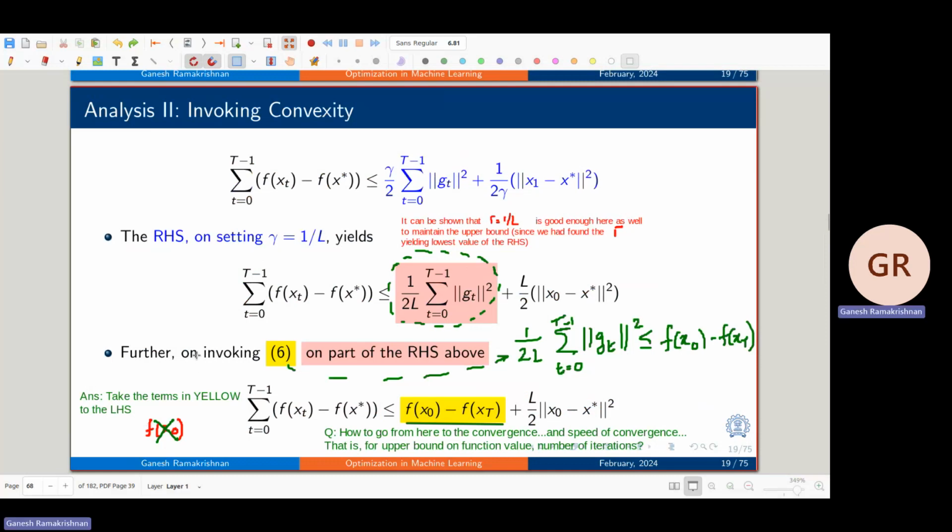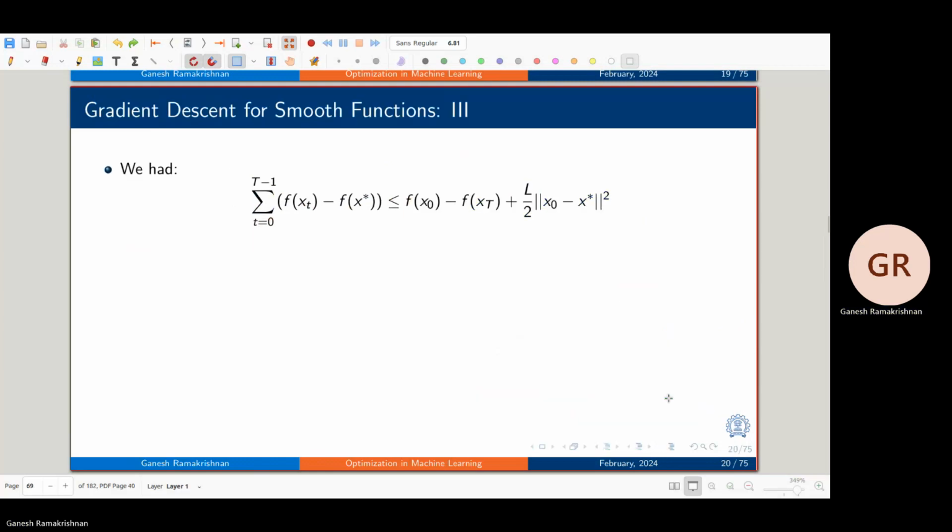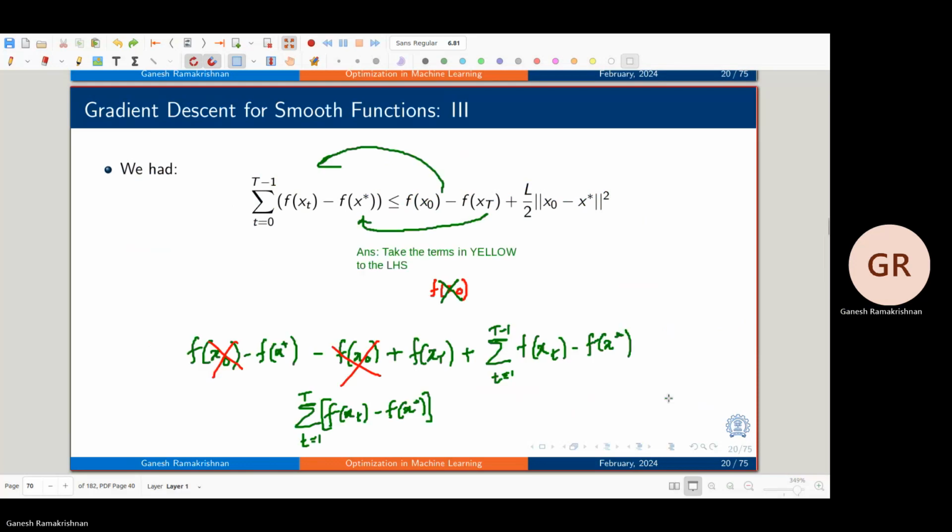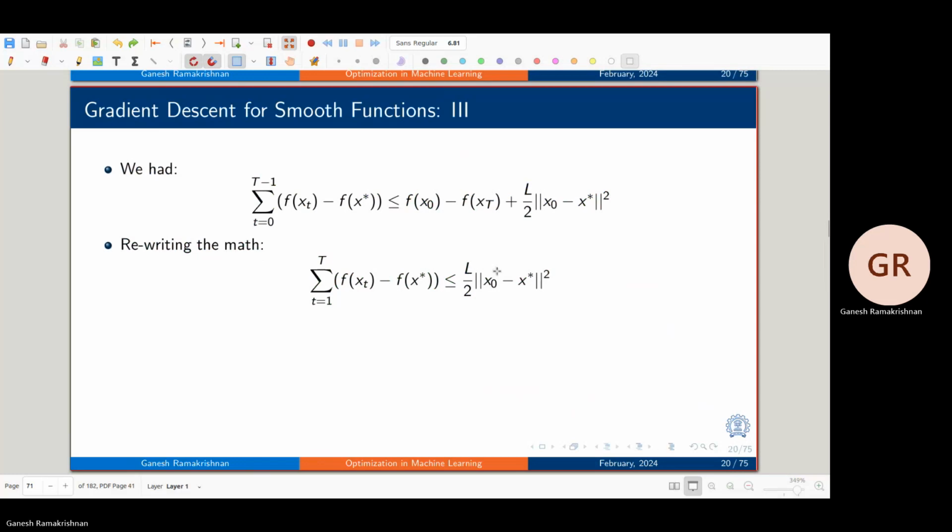So basically we'll take the yellow term to the left hand side. The rest is just explaining what happened. So how do you go from here to the convergence is the question. I'm just swapping, taking the terms in yellow, which I had marked earlier, to the left-hand side. If you rewrite the math, you'll get this: summation of f of xt minus f of x star is less than or equal to L by 2 norm of x naught minus x star square.